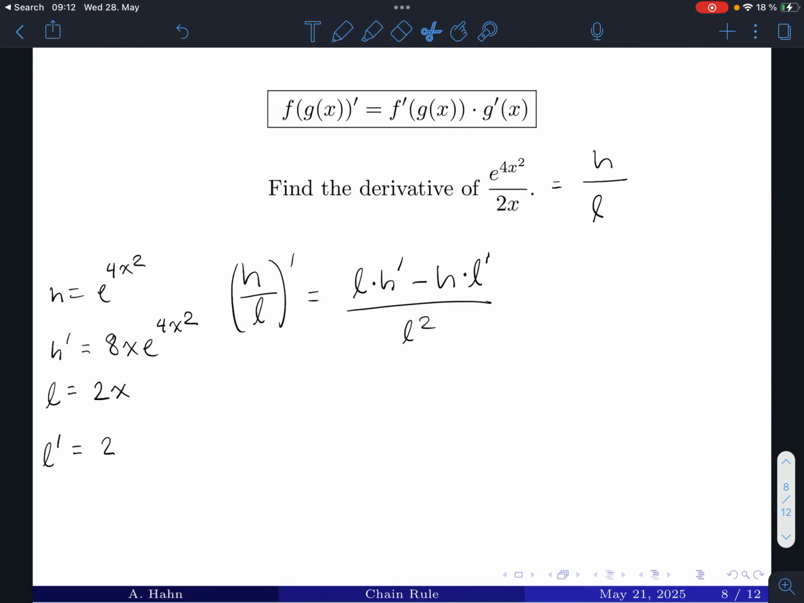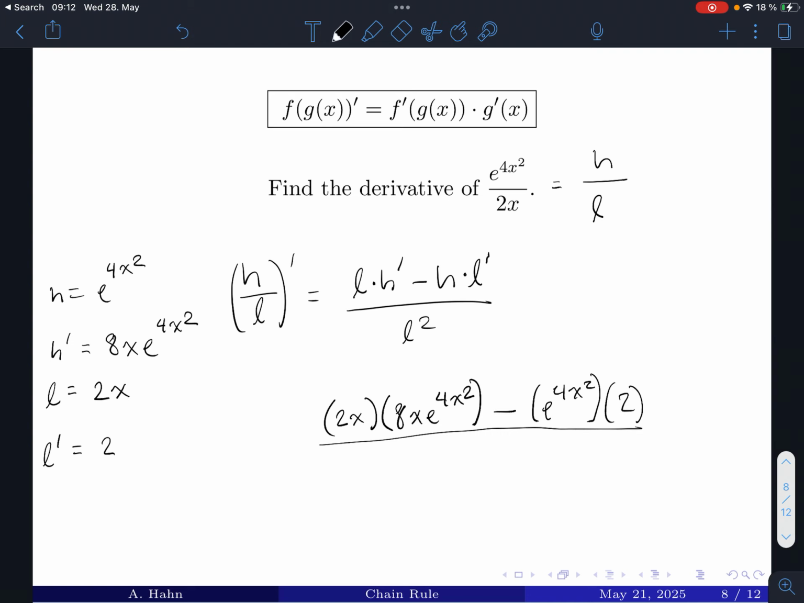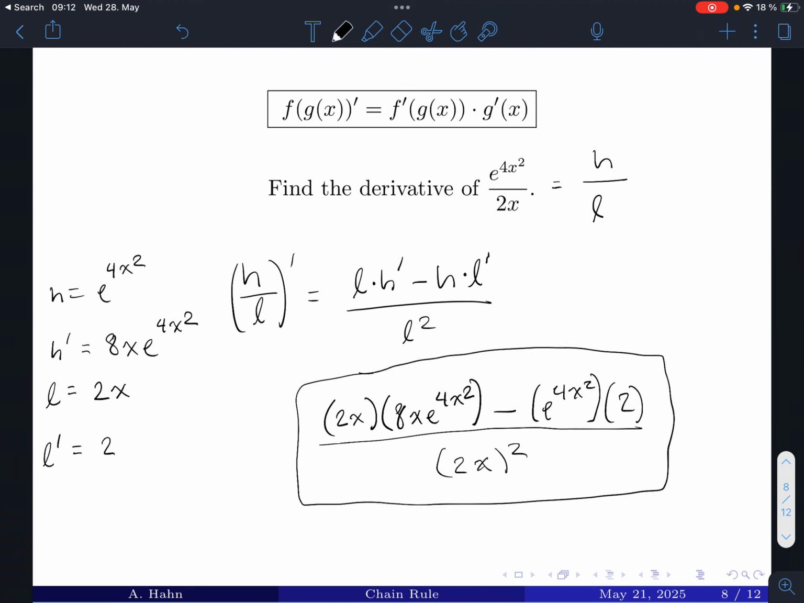So now let's finish out this problem. Let's fill in low d high minus high d low over low squared. So this is 2x, that's our low. D high, we just calculated, 8x e to the 4x squared. Low d high minus high, so e to the 4x squared, d low, 2, all divided by low squared, so 2x squared. Great. And we're done.